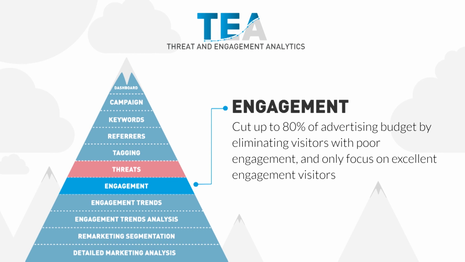Then what we do is we measure engagement using the same technology. So with engagement, we're able to see what real humans are doing on your website. So we measure engagement. We basically say if they're poor engagement, average, good, or excellent. And if we can get rid of the poor and average and even good and just leave the excellent, then we are able to cut your advertising budget by about 80%. So you'll end up with the same sales and just quality traffic.